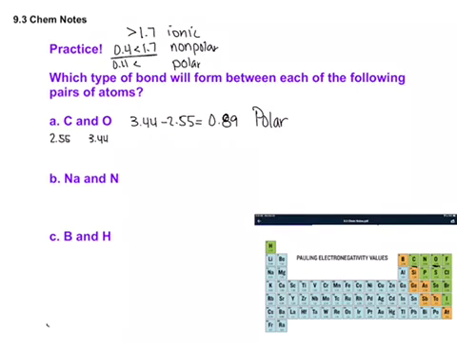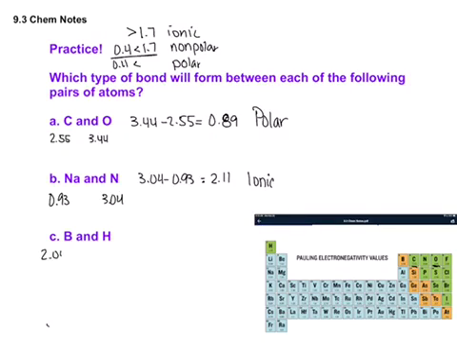Next example, sodium's electronegativity is 0.93 and nitrogen is 3.04. Again, set up the subtraction, which I'm assuming you would just do on a calculator, by the way. I'm just showing this step so you can learn the process. And so in this case, the difference in electronegativities is 2.11, which is greater than 1.7, which gives us an ionic bond. And lastly, we have boron and hydrogen.